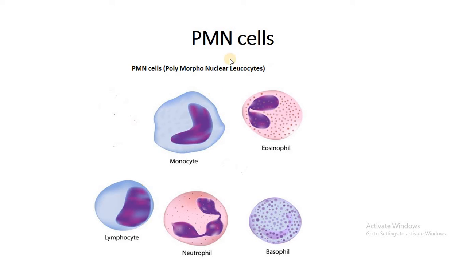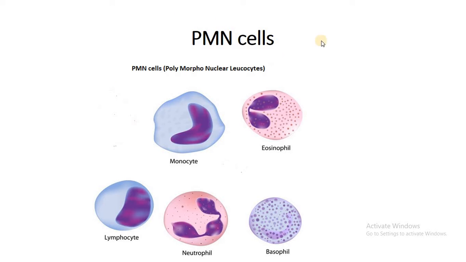Okay, students, we were discussing the PMN cells. PMN stands for polymorphonuclear leukocytes. They are known as polymorphonuclear because the morphology of the nucleus is different in each of the cell types. Leukocytes because they belong to the white blood cells.